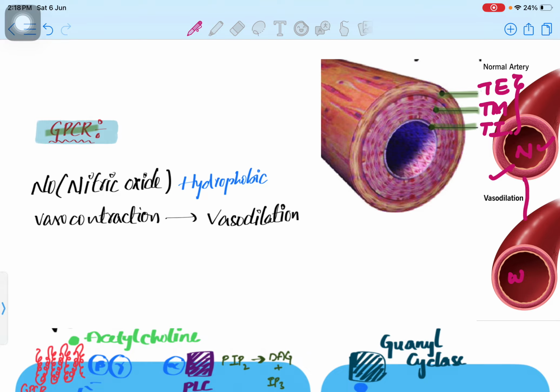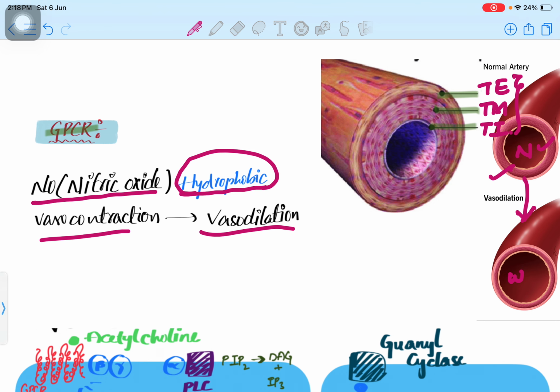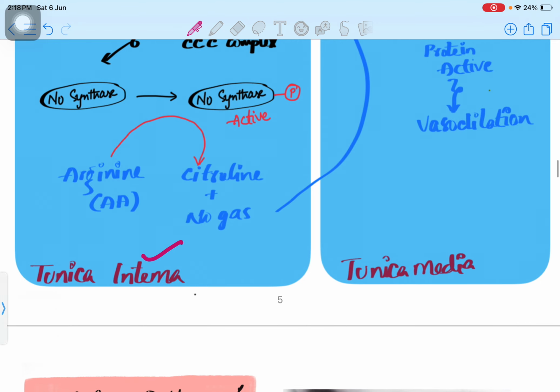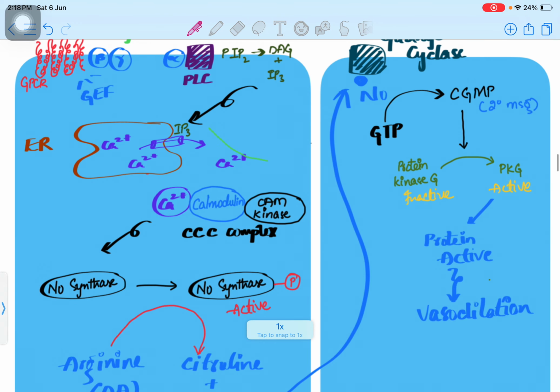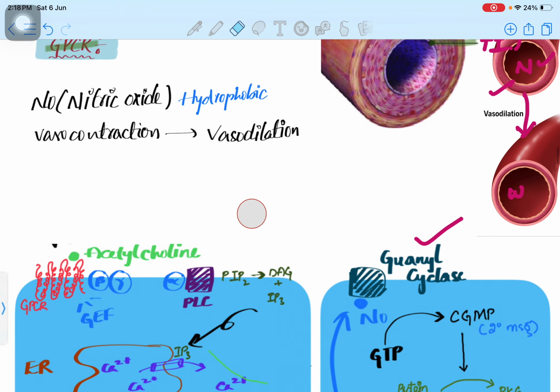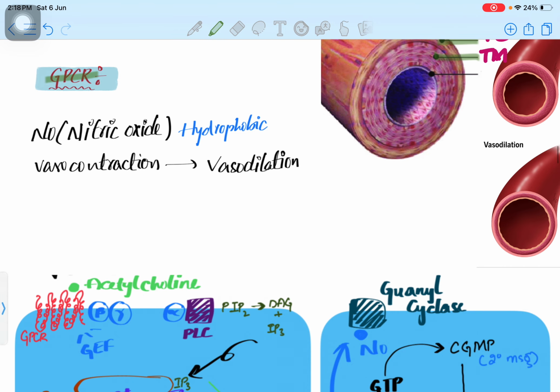So to go from this narrow condition to the dilation process, as you can see here, we use nitric oxide, NO, for this whole process. These are the hydrophobic conditions. There are two layers present here, one is tunica intima and the other is tunica media. This is tunica intima, this one is tunica media. You can see here also, this is our tunica intima and this is our tunica media.